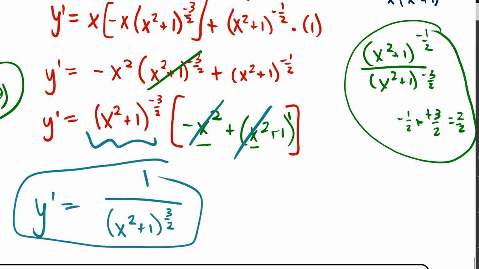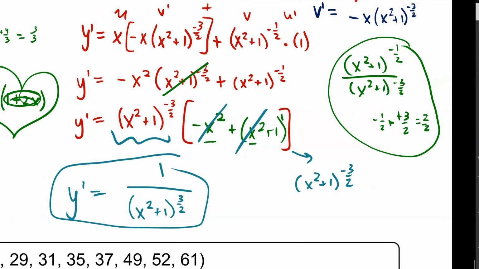So what is 0 plus 1? 1. And multiplying anything by 1 is itself. So this turns into x squared plus 1 to the negative 3/2 times 0 plus 1. Well, 0 plus 1 is just 1. 1 times anything is itself. Okay, so that was a good question.